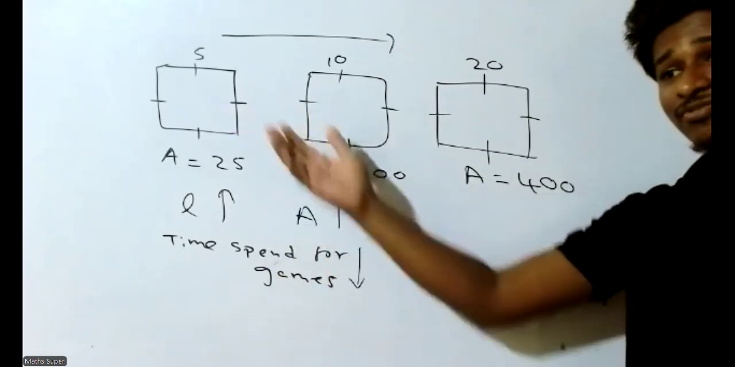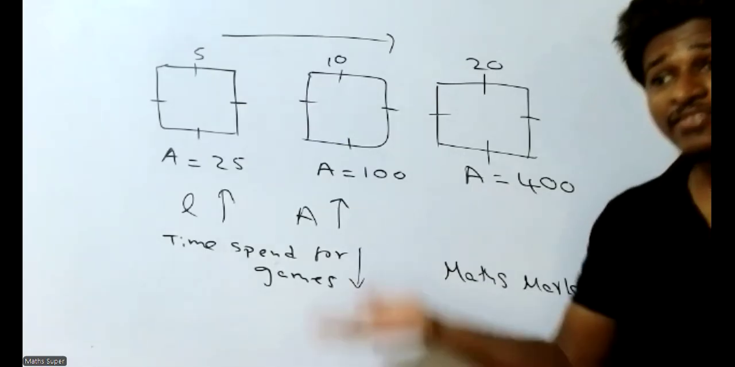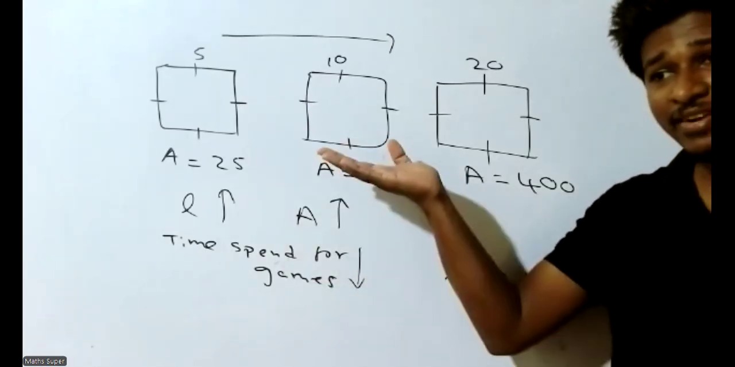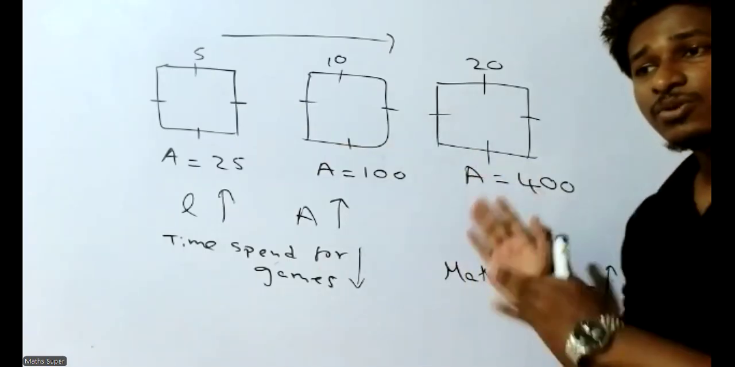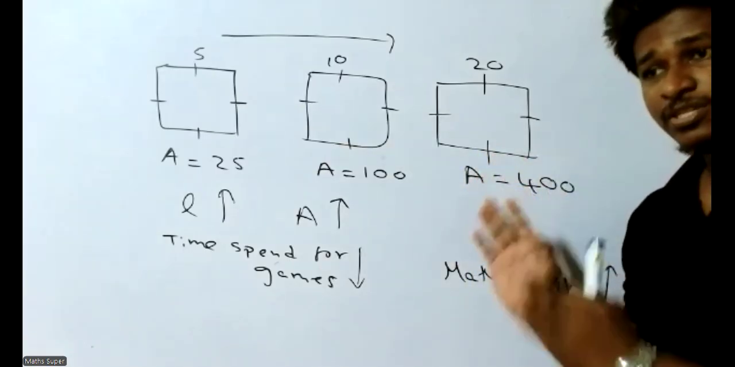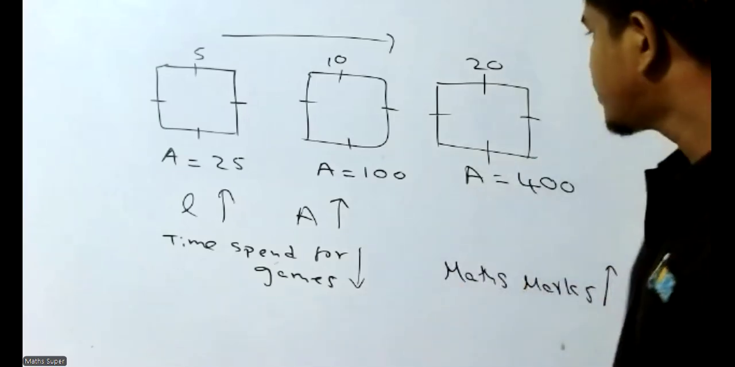But the length of the square and the area: if the length of the square is increasing, what happened to the area? Area also increases. So these two are directly proportional. So think about the mother's happiness.